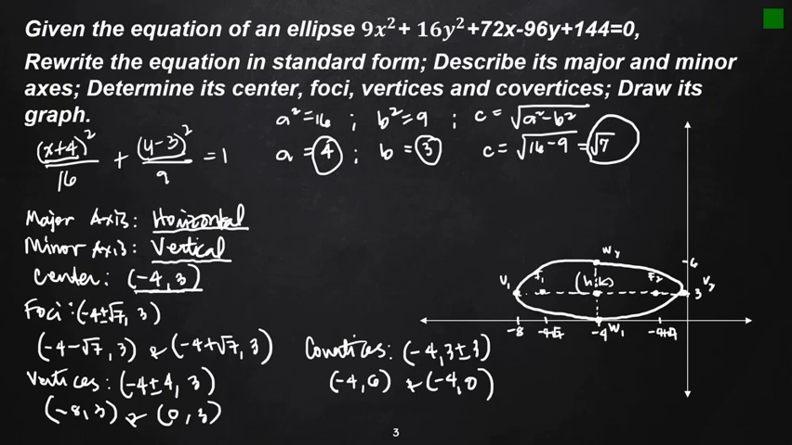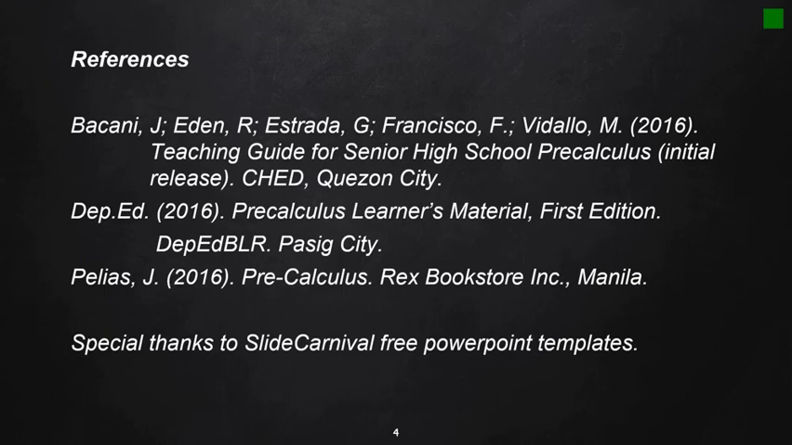So there we have it. This is x plus 4 quantity squared all over 16 plus y minus 3 quantity squared over 9 equal to 1. That's it, math learners. I hope you have learned something today as we explored more on the equation of an ellipse in standard form, determination of its foci, its center, its vertices and covertices, and illustrating its graph.